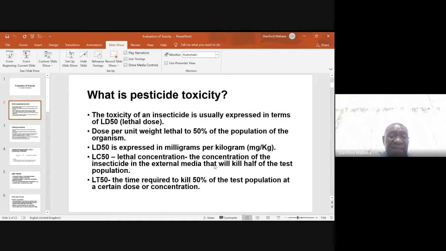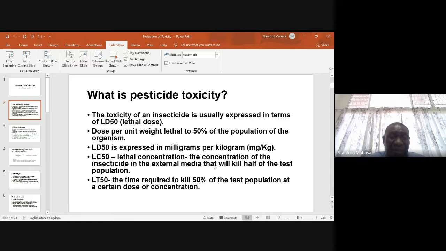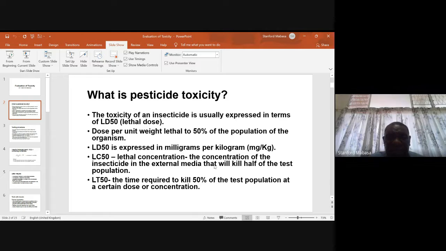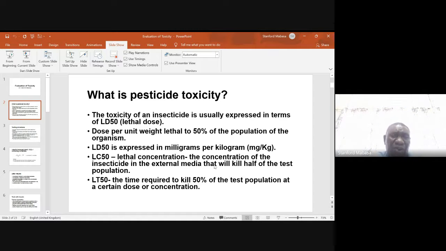Because we are actually dealing with the environment which has got the pesticide. With LD50, we are actually feeding the pest with the pesticide. LT50 is the time required to kill 50% of the test population at a certain dose or concentration. But of all these measurements, we mostly rely on LD50.